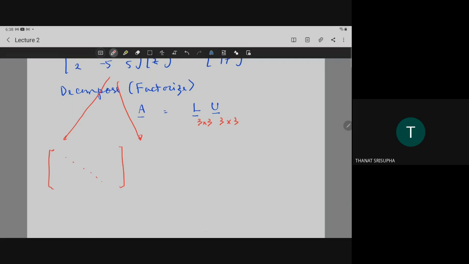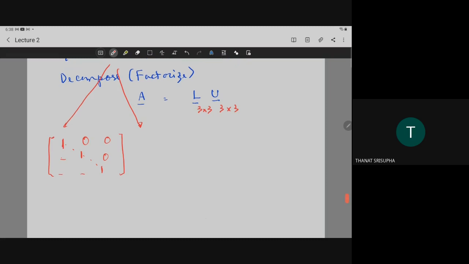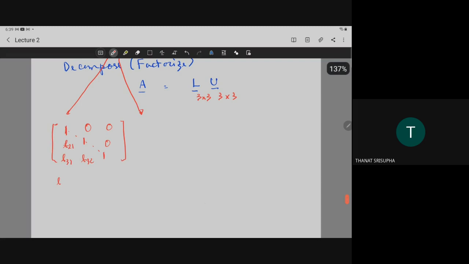So for the elements above the diagonal line, we have all 0, because it is a lower triangular matrix. And at the diagonal, we have 1, 1, 1. And then for the elements here, we have L21, L31, and L32. So how can they be constructed?